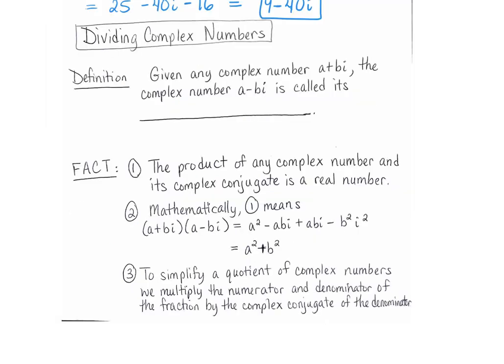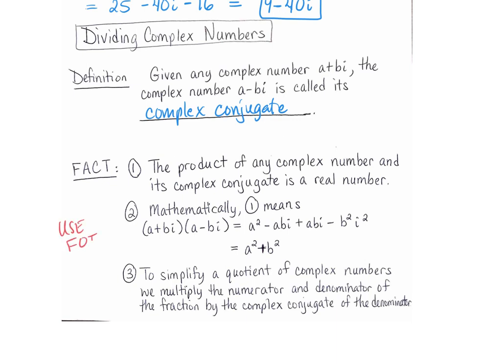Given any complex number, a plus bi, the complex number a minus bi is called its what? Complex conjugate. Good. So a few facts here. The product of any complex number and its complex conjugate is a real number. So this means that when you multiply a complex number times its complex conjugate, we use what method? FOIL. Good. We use FOIL here.